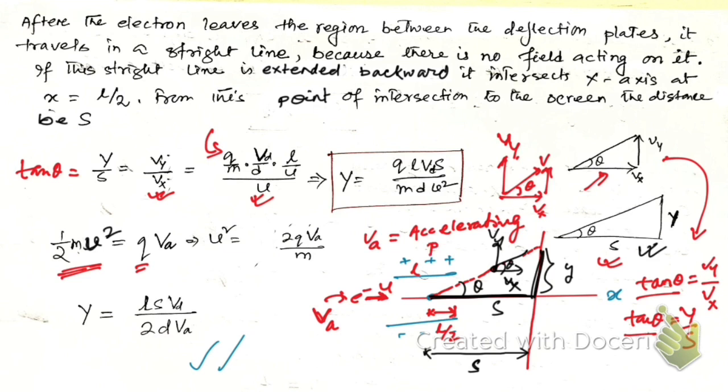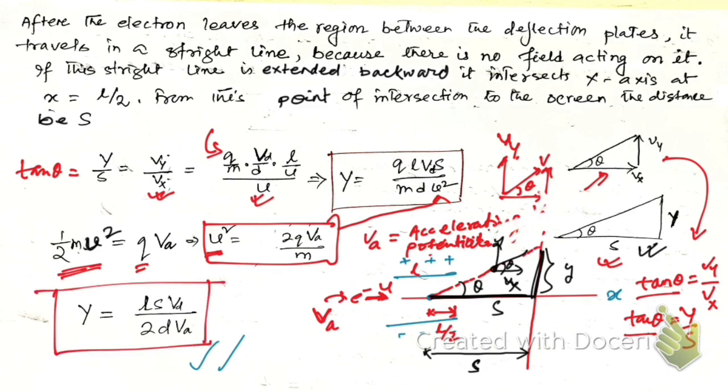Accelerating potential, you can say. Okay, so now you see, from this expression we get u square is equal to 2q VA by m. So we have got it. Now this value of u square is put here. Putting this value of u square here, we have got this expression, right?